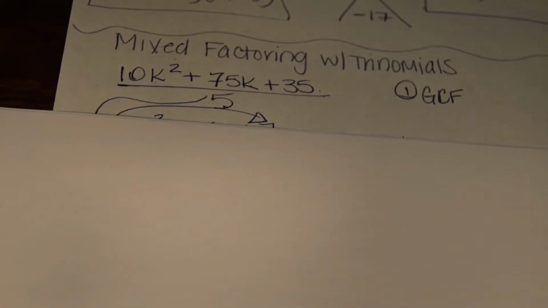Mixed factoring with trinomials that have a coefficient greater than 1. There may be one other problem you'll see, and it'll have to do with multiple layers of factoring. Our first step is always to look for the greatest common factor.